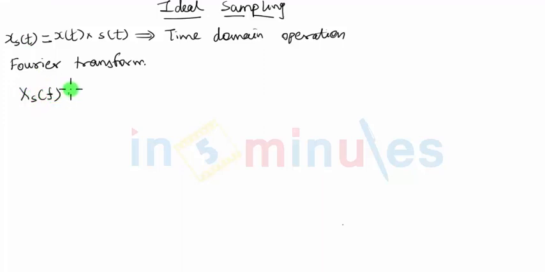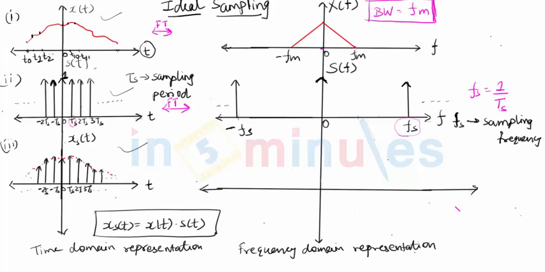I will call the Fourier transform xs of f, equal to: x of t will have the Fourier transform x of f. We already used this notation x of f. S of t, the Fourier transform is s of f. We have also used this notation. In fact, we have shown the Fourier transform of both x of t and s of t in the form of waveforms in the previous slide. So this is my Fourier transform x of f of x of t, and s of f, which is the Fourier transform of s of t, and that also comes out to be a train of impulses.